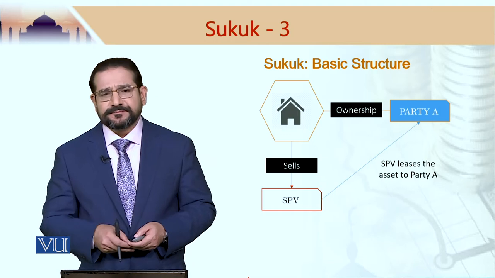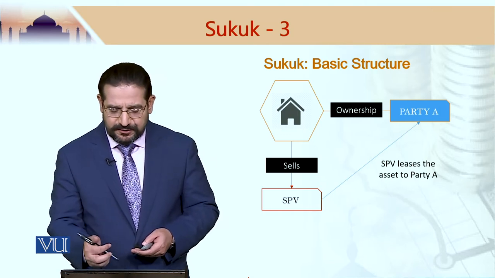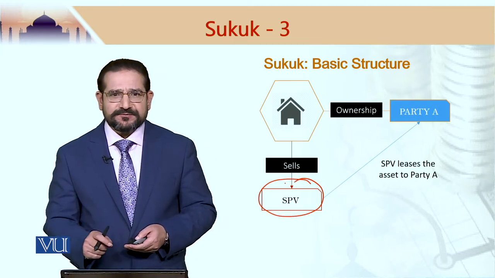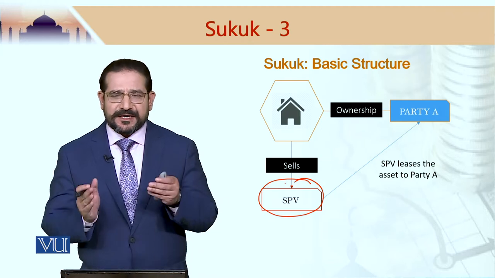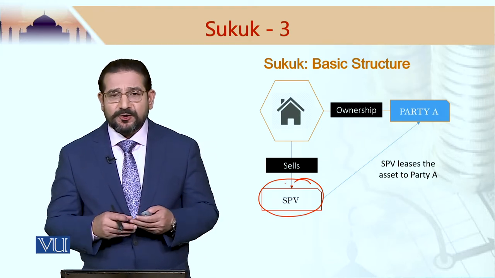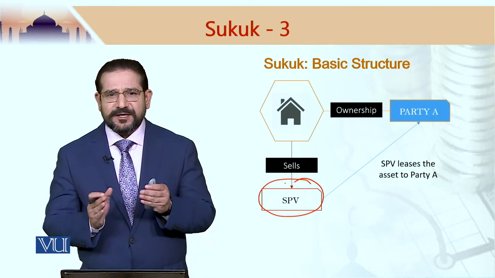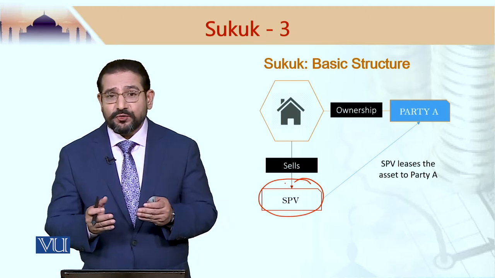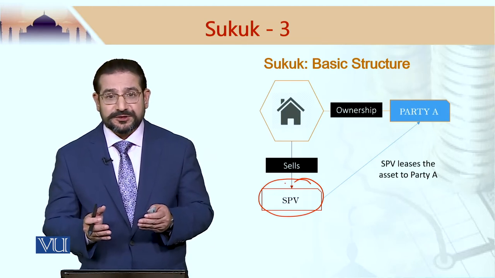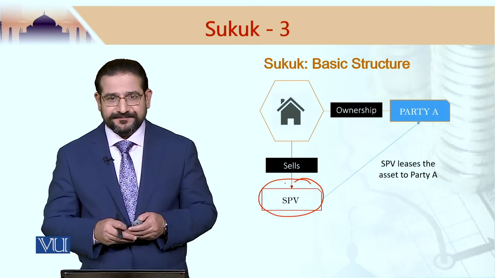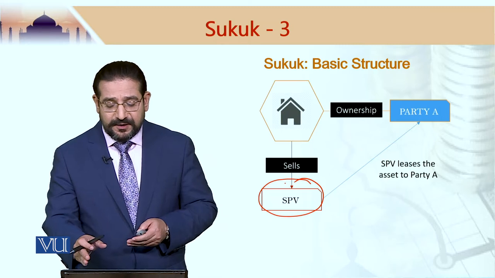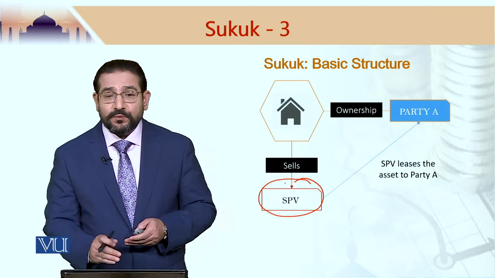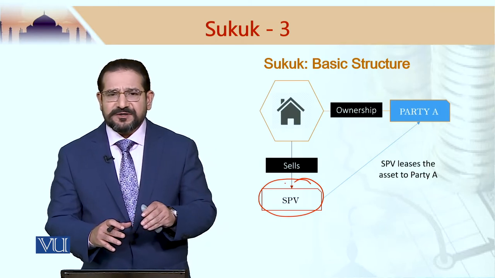The first step in issuing a sukuk is to set up an SPV. Pehle bhi main bata chuka hoon, SPV stands for Special Purpose Vehicle. Ye ek aisi company hoti hai jiska koi apna karobar nahi hota aur ye ek khas maqsad ke liye banayi jati hai. Main pehle bata chuka hoon ki ye SPV normally is domiciled in an offshore jurisdiction. Ye ek offshore company hoti hai. Theek hai? So the party A, which owns an asset, sets up an SPV which is administered by separate trustees.